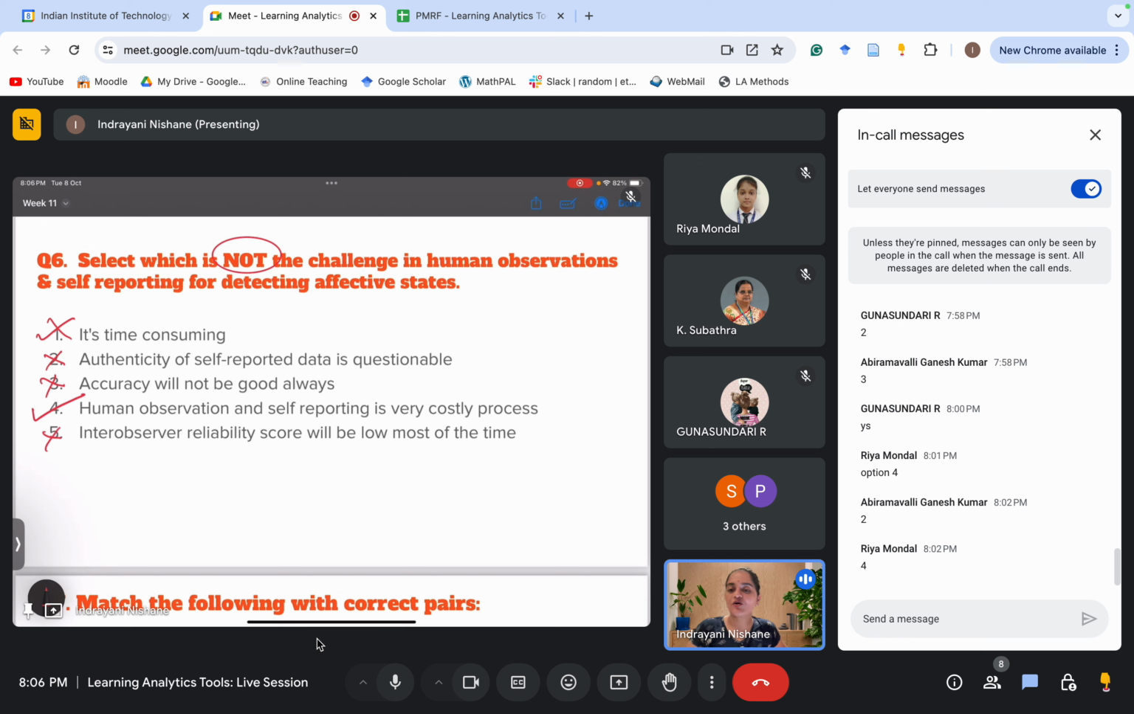So the correct answer is option 4. Human observation and self reporting is not a very costly process, because the cost involved is not much, so this is not a challenge.